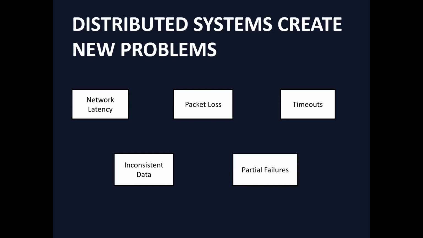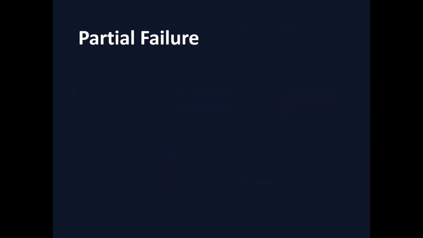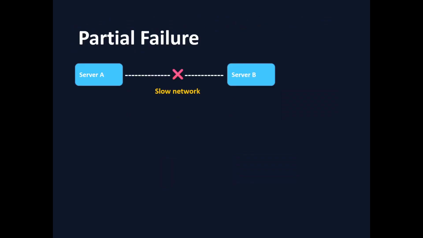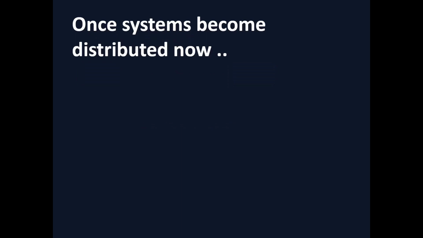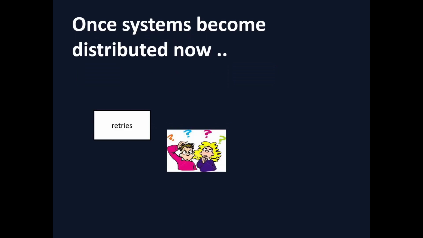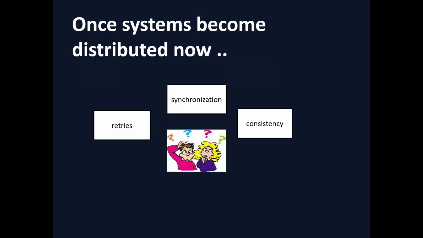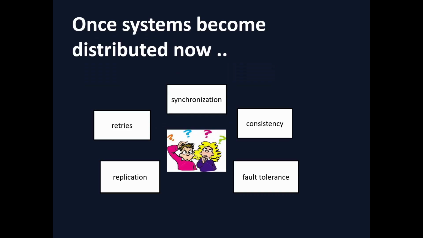Now, partial failure. And this is one of the most important concepts in distributed systems. One part of the system may fail while the rest of the system is still running. For example, one server may think another server is down when actually the network is just slow. This makes distributed systems much harder than single machine systems. Now, once a system becomes distributed, engineers must think about retries, synchronization, consistency, replication, and fault tolerance. This is why distributed systems are considered difficult.